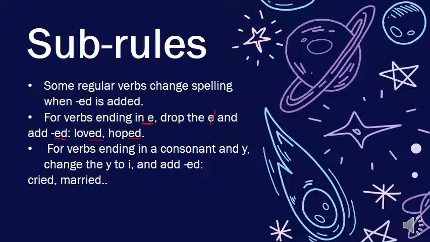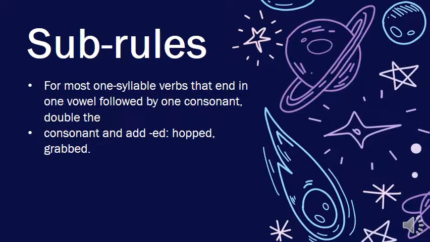For verbs ending in a consonant and y, we change the y to i and then add ed. Like what? Cry, cried. We changed the y into i and then added ed. Marry, we change the y into i and then add ed. What are other spelling rules?